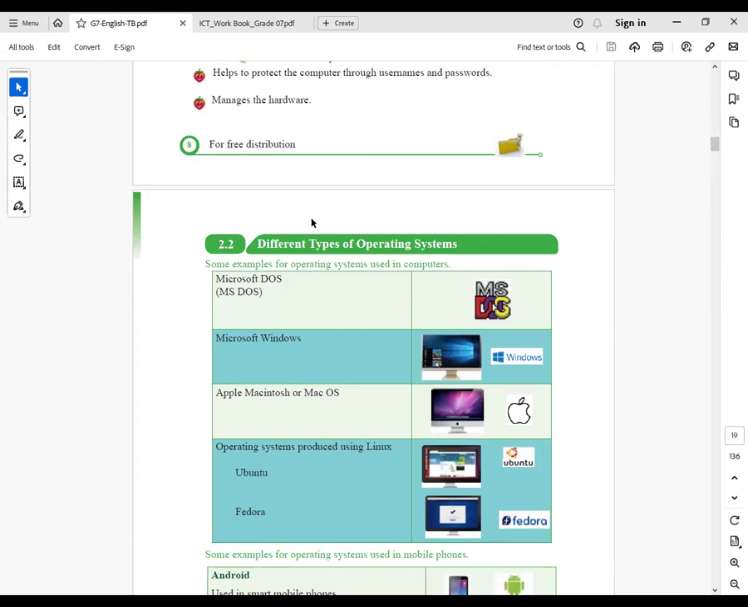I will tell you how the data is transferring to the CPU. I'll draw a diagram on the board, right? So the next lesson we'll discuss next week. Therefore, I'll tell you something important.